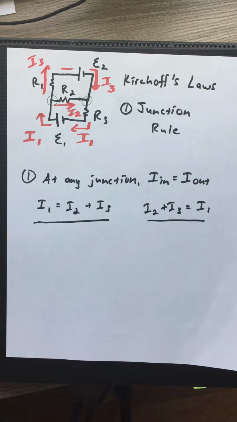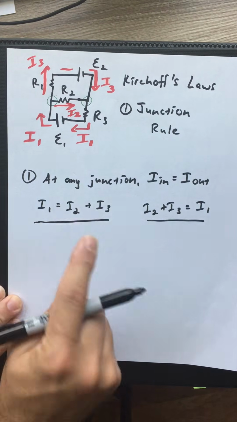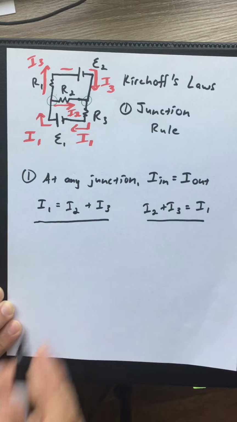Now, that's because this is a relatively simple circuit. If I had different junctions with different currents flowing into and out of them, like if I had an I4 and an I5 and they were involved in another junction, then there absolutely would be another equation I could get out of that. But in this simple case, I can only get one equation there. So that's the junction rule. It generates one equation, or at least generates some equations, in this case just one.